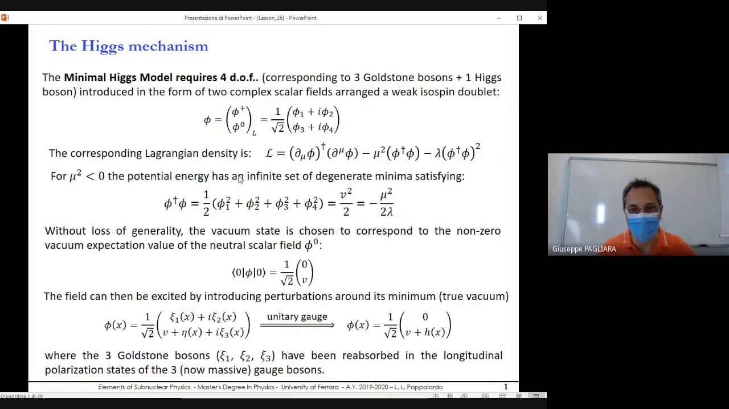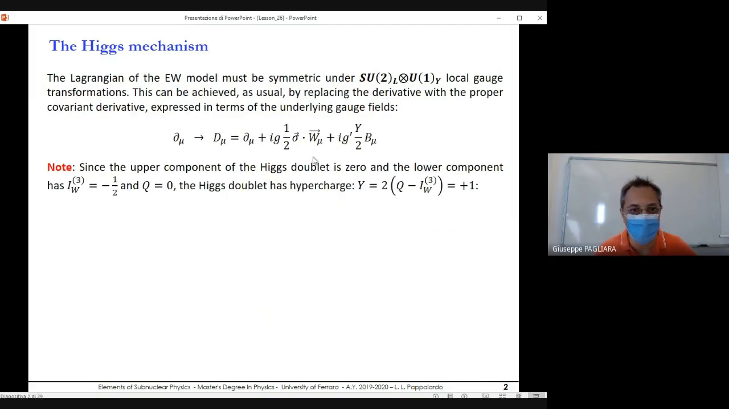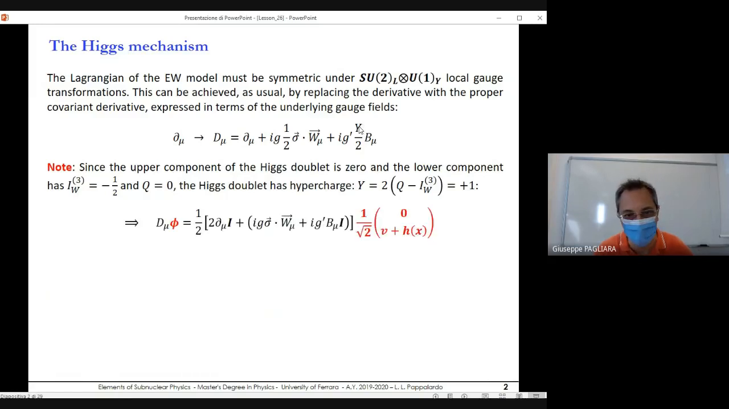So our goal is to apply these to this Lagrangian here, to our Higgs field. So about the Higgs, since after symmetry breaking the upper component of the doublet is 0, and the lowest component has, by definition, the negative value of the third component of isospin, so -1/2, and also neutral electric charge, one can put all this information into the formula for calculating the weak hypercharge. And it turns out that the weak hypercharge for the Higgs doublet is +1, okay? So we can substitute this +1 inside this term here in the covariant derivative.